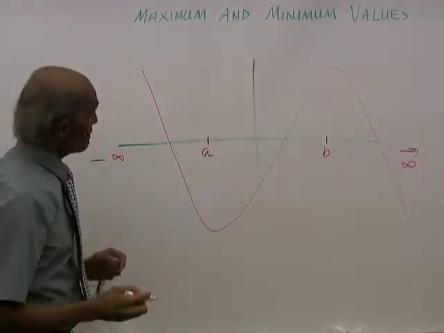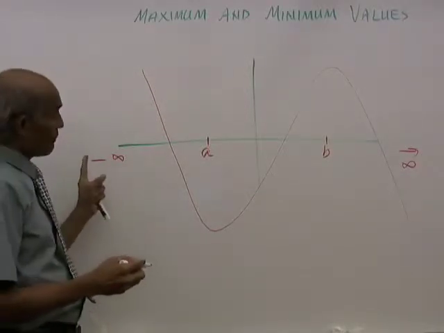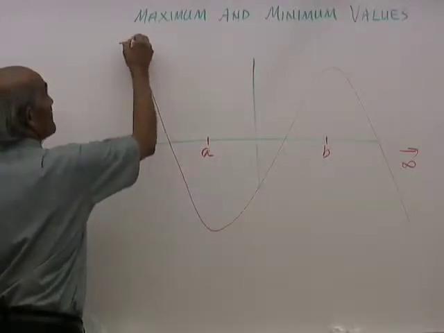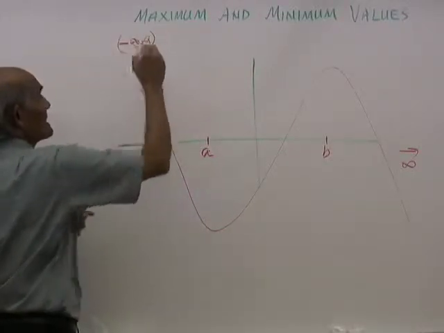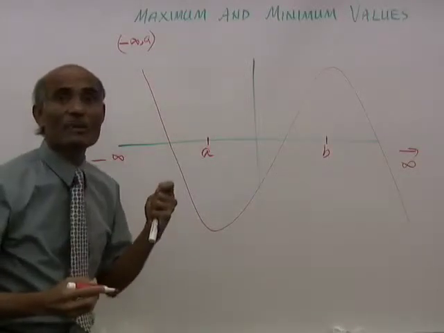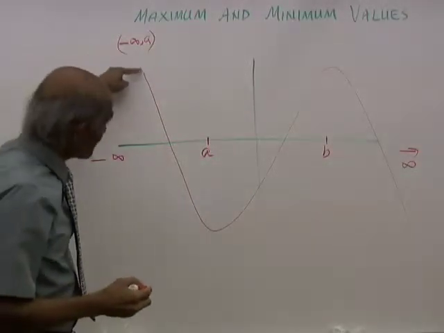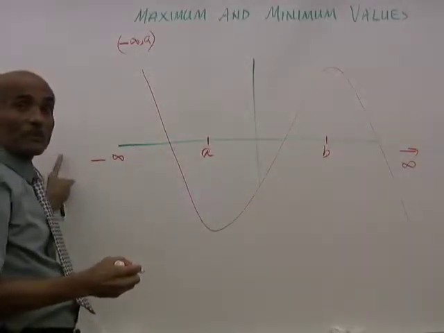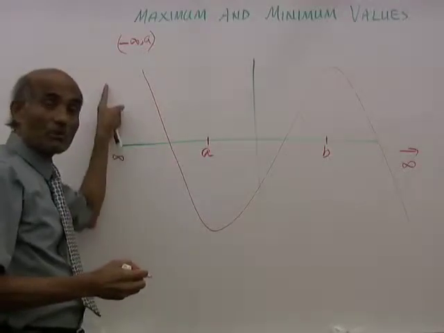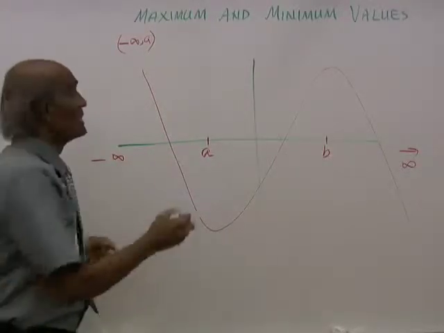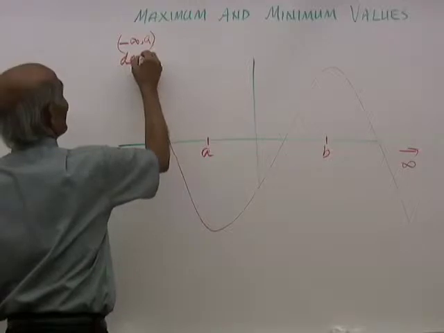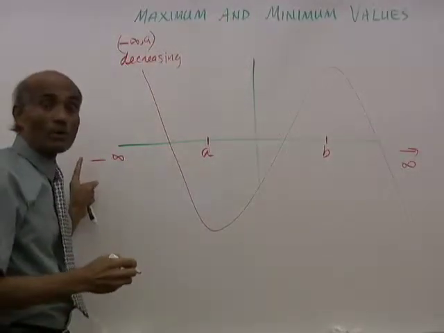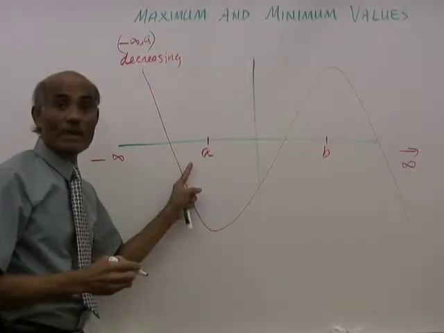Now tell me, what is the behavior of this function from negative infinity to a? Let me write that here. From negative infinity to a, what is the behavior of the function? You can see the function value is decreasing. As x increases from negative infinity to a, the function value is decreasing. So we have a decreasing function on the interval negative infinity to a.